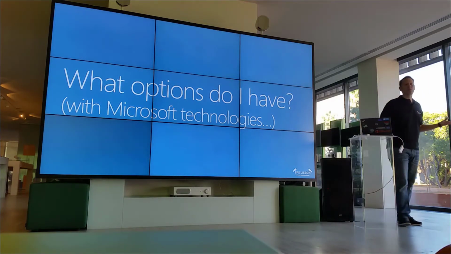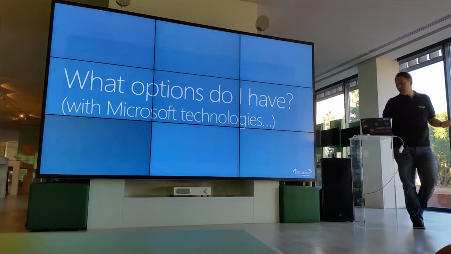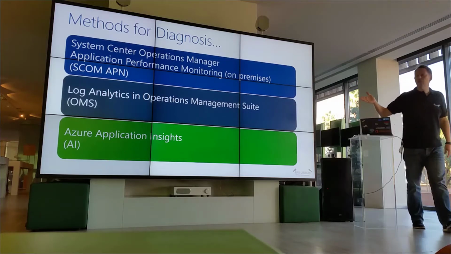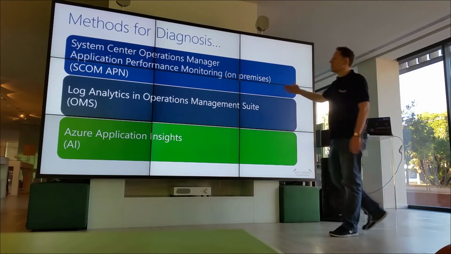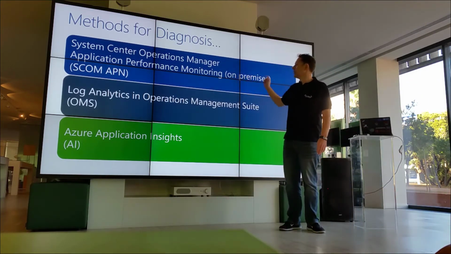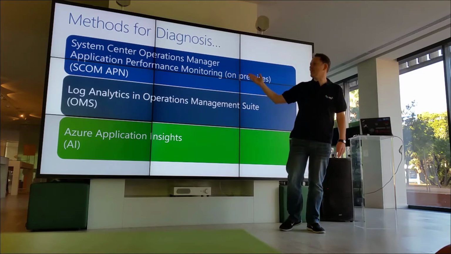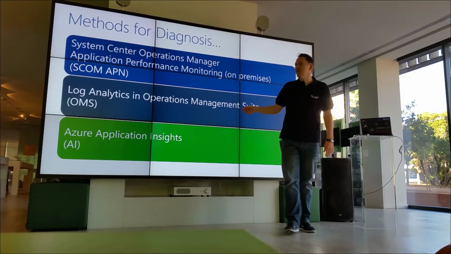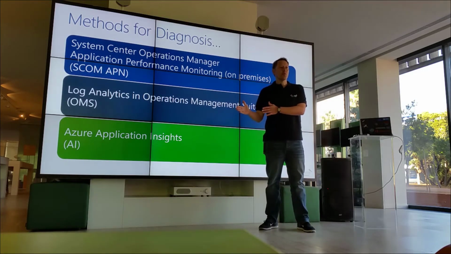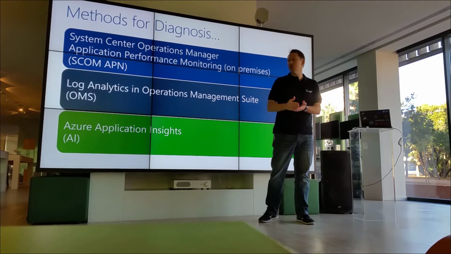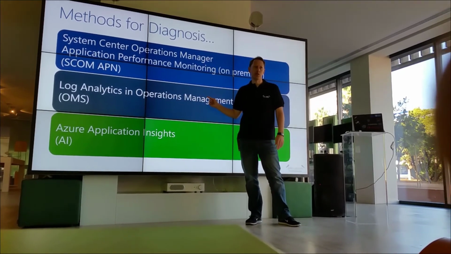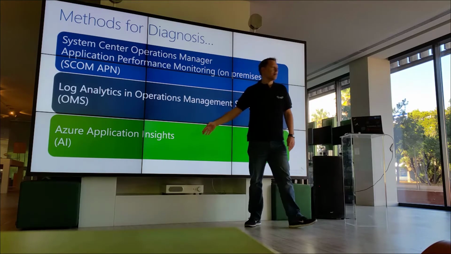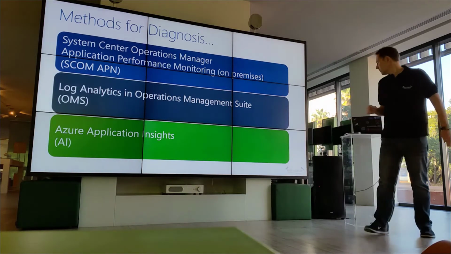And the question now is, okay, what kind of options do I have? What can I use? What kind of services or technologies can I use? And the answer is more or less, in the Microsoft world, we have these three things. First of all, we have the System Center Operations Manager, Application Performance Monitoring, wonderful name, so it's SCOM APM, which is valid for on-premises solutions. If you want to go to the cloud, you have two different solutions you can use for application monitoring. You have Log Analytics and Operations Management Suite, which is OMS, and we have Application Insights.